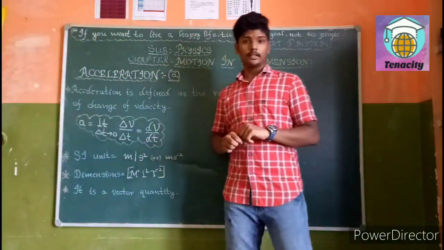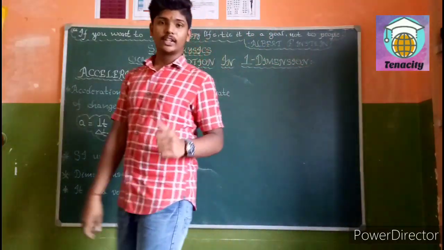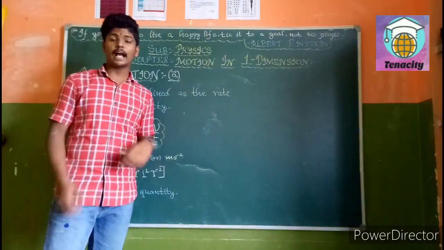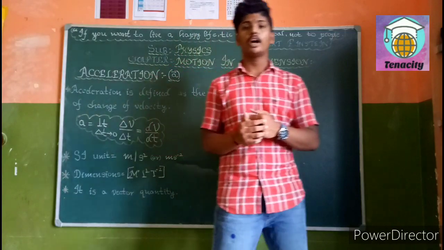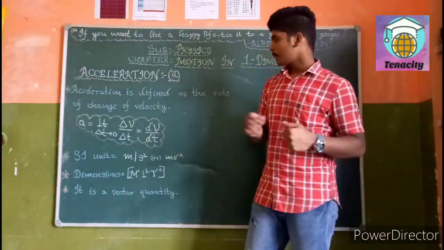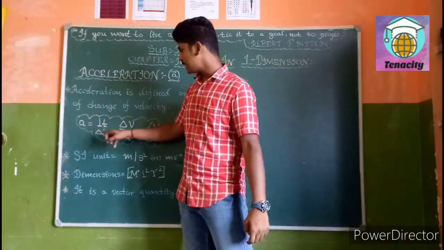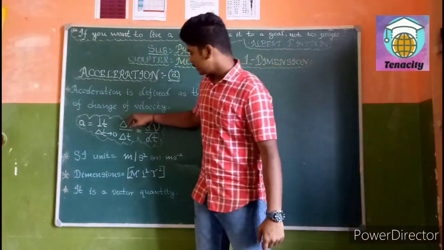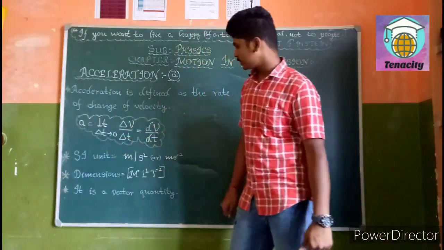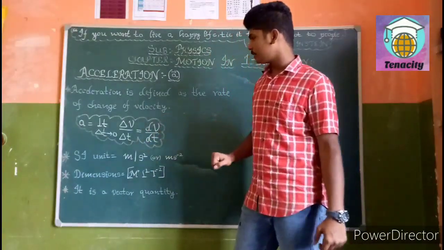In the previous class we have discussed problems related to differentiation. In this class we will be discussing acceleration. So let us discuss acceleration now. Acceleration is defined as the rate of change of velocity with respect to time. A is equal to limit delta t tends to 0 of the change in velocity with respect to time, that is equal to differentiation of velocity with respect to time.